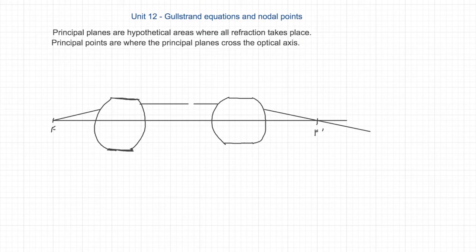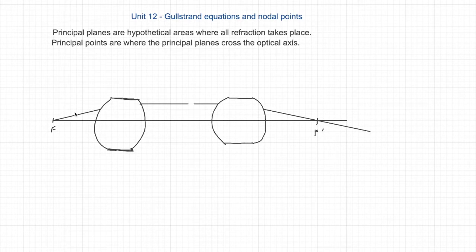Now, the principal planes are hypothetical areas where all refraction takes place. Also, the head administrator of a public school, if he or she owns a jet, that is also a principal plane. But I digress. The principal points are where the principal planes cross the optical axis.